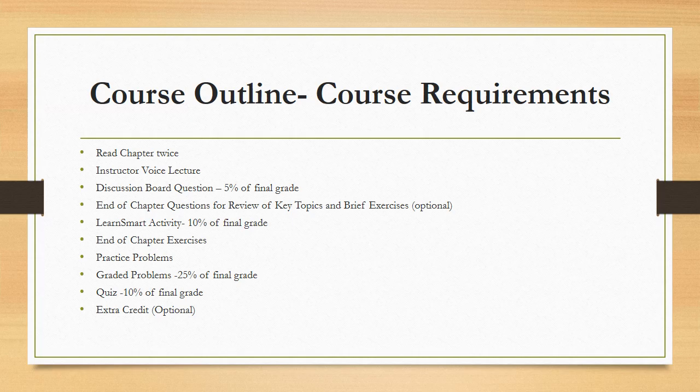Each Learn Smart activity is worth 100%. And I'm going to show you at the end of this presentation how your final grade is calculated. The average of your Learn Smart activities from the 9 chapters we'll be covering will become 10% of your final grade. There are due dates. They are listed separately and within the chapters folder, and there's no extensions for any reason.